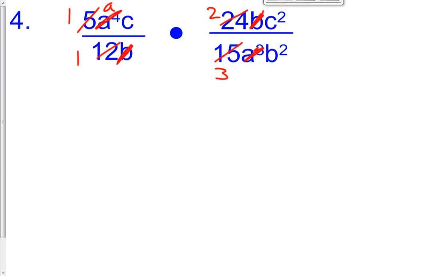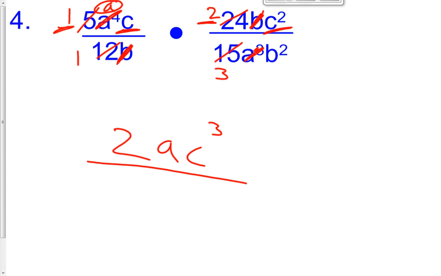So we have 1 times 2, so our coefficient is 2. We have an a right here, and we have a c and a c squared. When you multiply those two, you would get c cubed. So 2ac cubed in the numerator. In the denominator, you have 1 times 3, which gives 3. And you just have this b squared left in the denominator. So 2ac cubed divided by 3b squared.